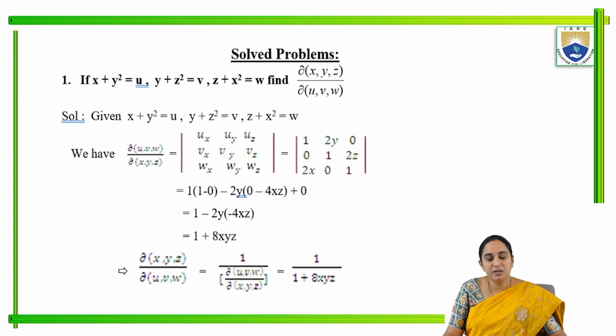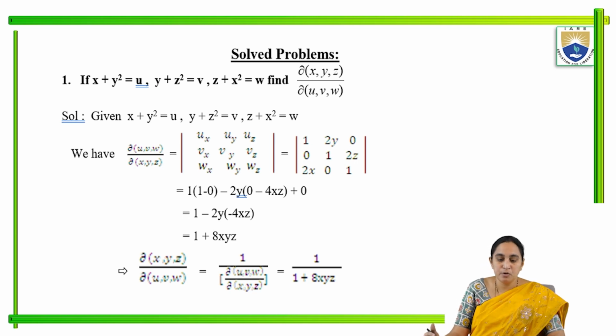Observe the given functions u, v, w in terms of how many variables? Three variables. In the u function, z is missing. In the v function, x is missing. In the w function, y is missing. Then find the ∂(x,y,z)/∂(u,v,w) value. Let us take the three functions u, v, w. For that, what is the formula? ∂(u,v,w)/∂(x,y,z) is equal to the determinant of ux, uy, uz, vx, vy, vz, wx, wy, wz.